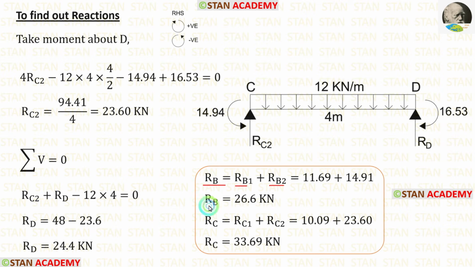Now, let us add RB1 and RB2. After adding, we are getting RB, which is equal to 26.6 kN. Also, let us add RC1 and RC2. After adding, we are getting RC, which is equal to 33.69 kN.